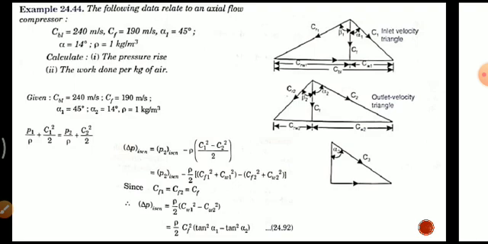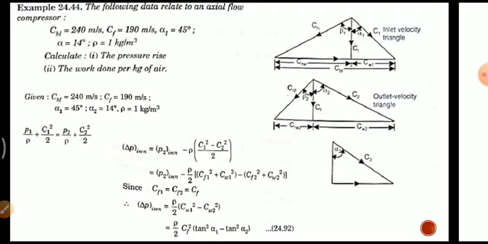Cw1 can be written in terms of Cf tan alpha. So Cf is taken outside. So we can write Cf into tan alpha 1, that is for Cw1. So we are writing Cw1 square: Cf square tan square alpha 1 and Cf square tan square alpha 2. Cf square is taken outside. So we will write 1 rho by 2 into Cf square into tan square alpha 1 minus tan square alpha 2. This is the total equation for the pressure rise.